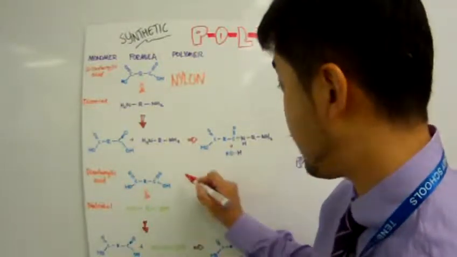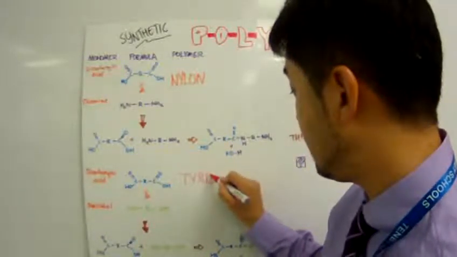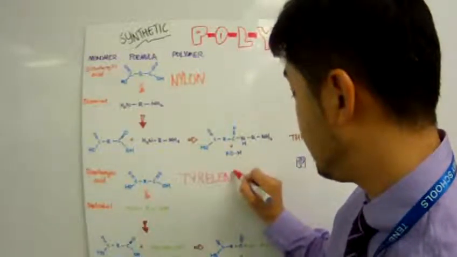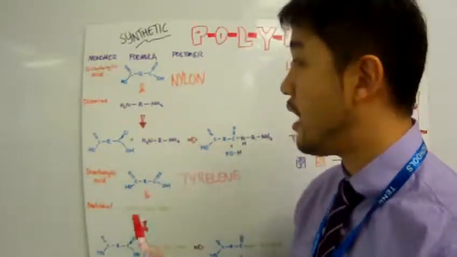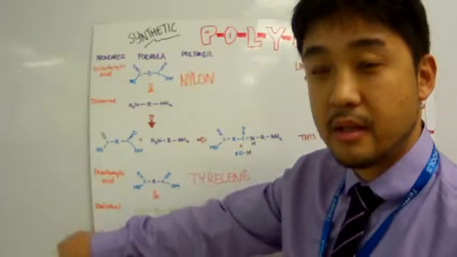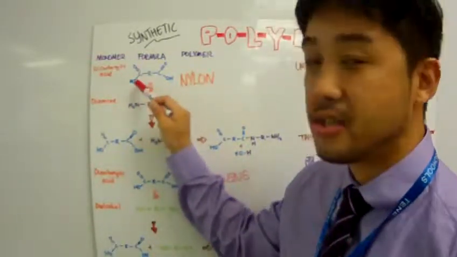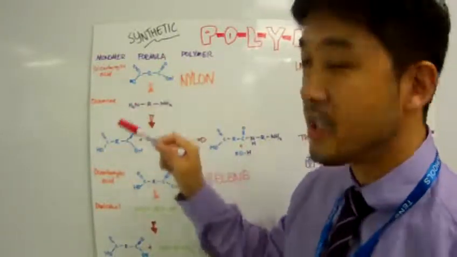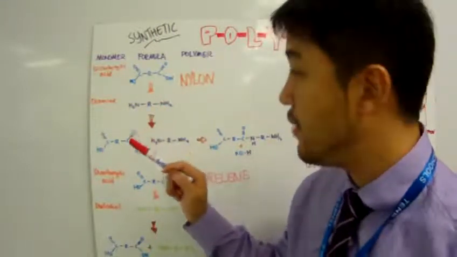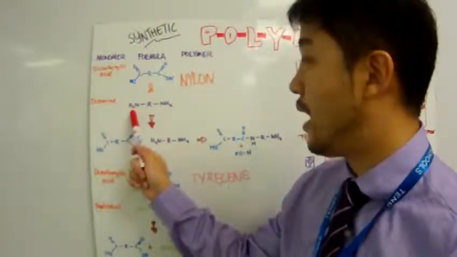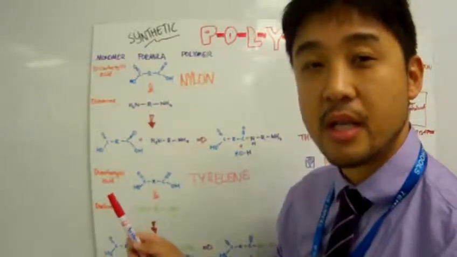Let me spell that out. Terylene. Okay, so the first one is nylon. Nylon is made by two types of monomers. Dicarboxylic acid, as noted by the two carboxylic acid groups on the left side and the right side of the monomer, and a diamine, with an amino group on the left side and the right side of the monomer.